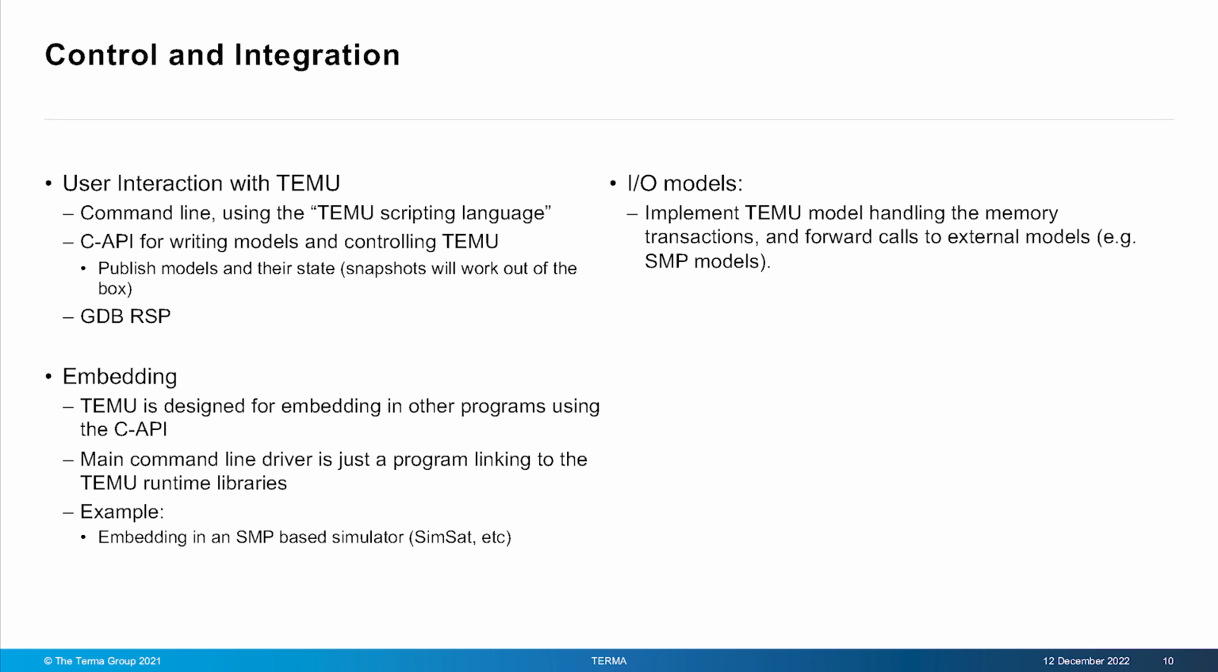For I/O models, you implement a certain memory transaction interface. You can implement the model directly as a TEMU model if you want to, or you can forward the calls to existing models like an SMP model. You have to have this model with a transaction interface from TEMU because we need to map it into the TEMU memory address spaces. So we have that as a requirement.